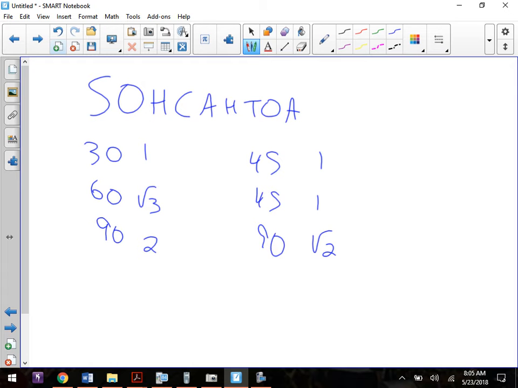So find the value of the trig function indicated. So tangent of theta. Tangent, I think that's the TOA.